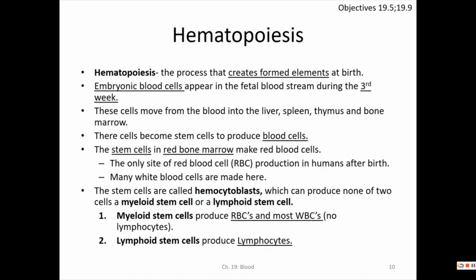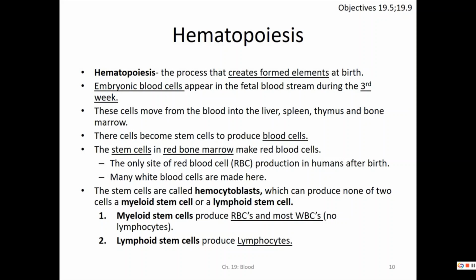Well, in the bloodstream, you have embryonic blood cells. You actually got those from Mama. Mama gave you those. And these embryonic cells, they go to the liver, the spleen, the thymus, and the bone marrow. And those cells become stem cells that can make blood cells, okay? And they are referred to as hemocytoblasts. Now, right now, the books are going to say the only site for red blood cell production in humans after birth will be the bone, the red bone marrow.